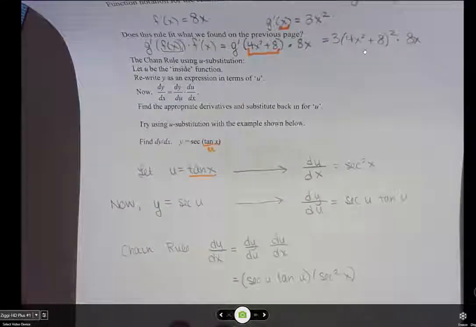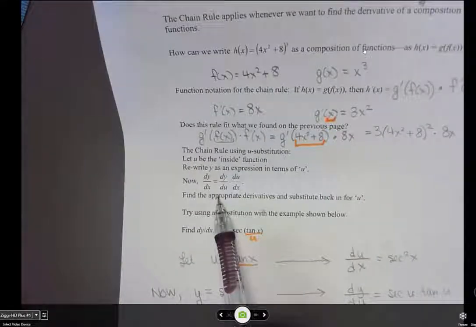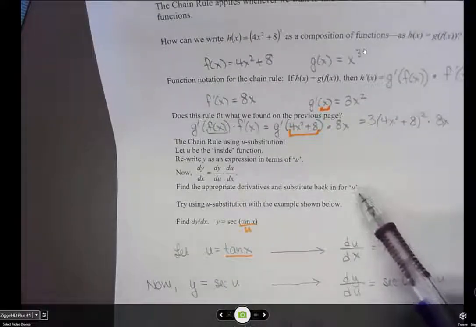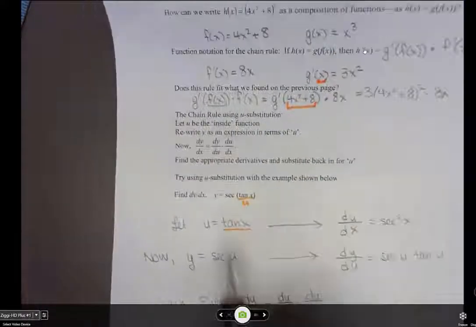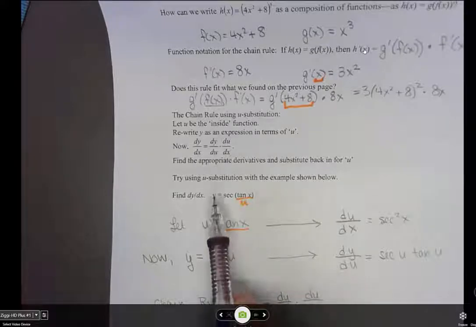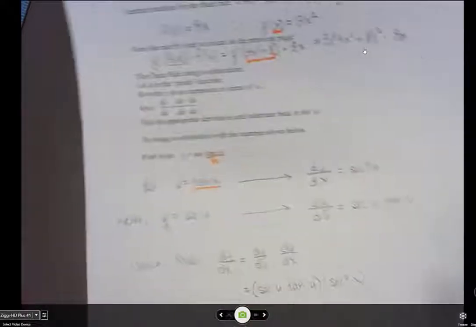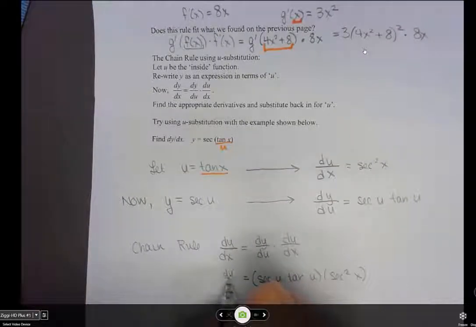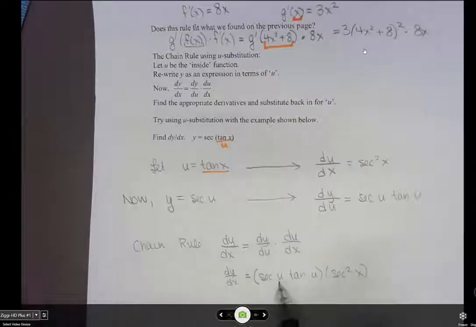So it says find the appropriate derivatives, but I did that as we went along. And then substitute back in wherever you have a u. You should look at your original problem, which started with y's and x's. So your final answer should only have y's and x's in it. We don't want u in our final answer. So I just substitute back in for u.